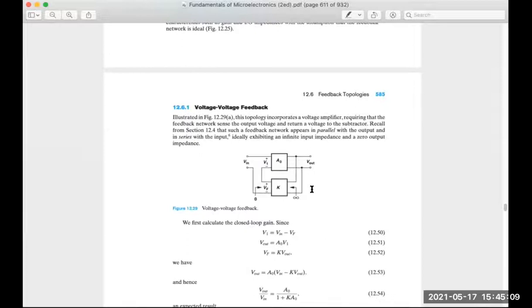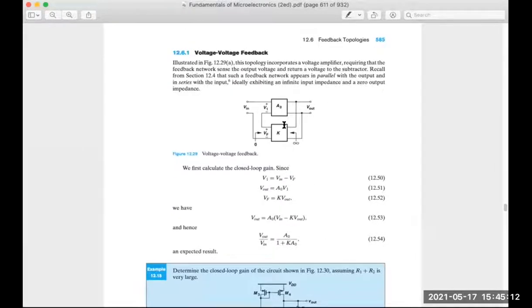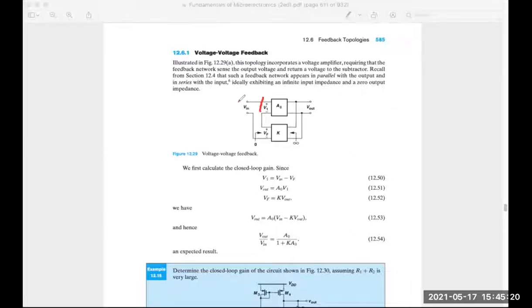That's called voltage feedback. If you look at the formula, the input is V in, and this V1 is V in minus the feedback output, VF. We also write the feed forward, which is output is A0 times V1. And VF is K times V out. Combining these three, we write the formula and get the closed loop gain. This is closed loop because we have a feedback structure. The closed loop gain is A0 divided by 1 plus KA0.